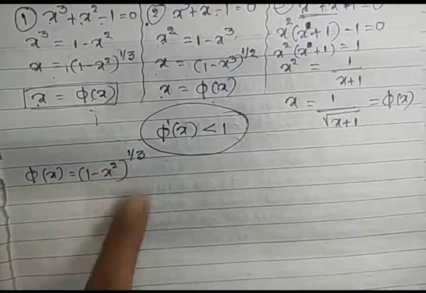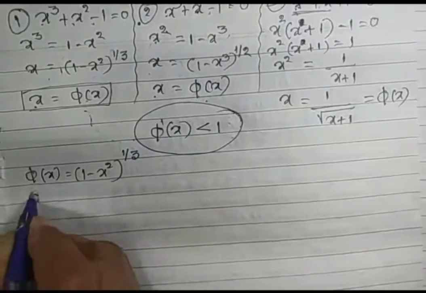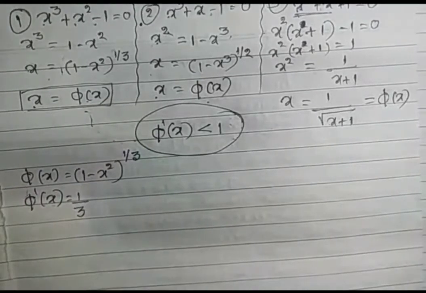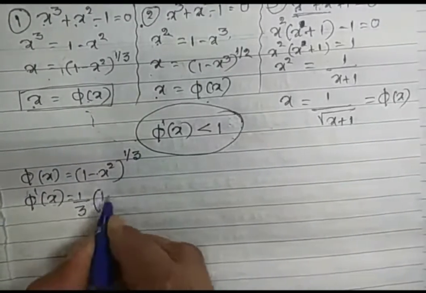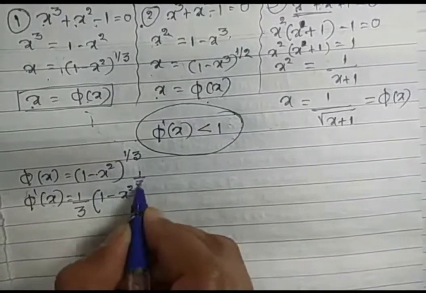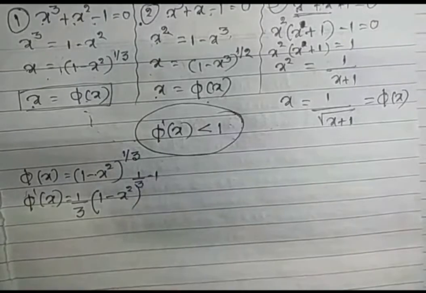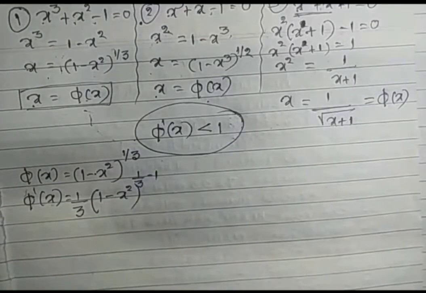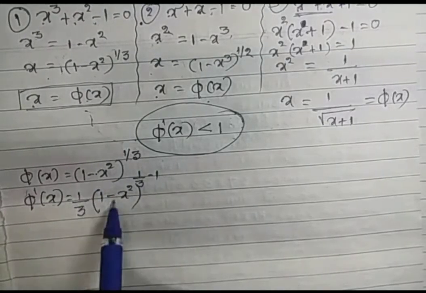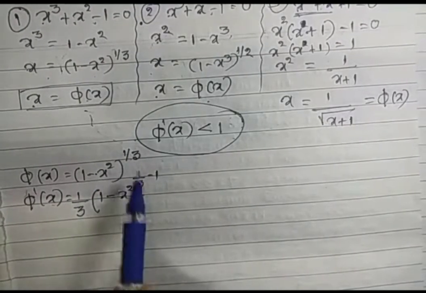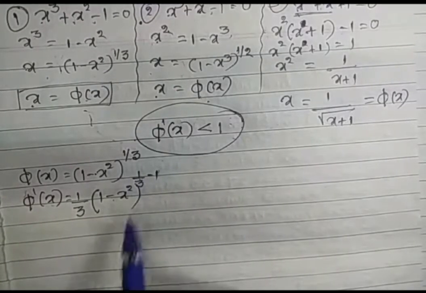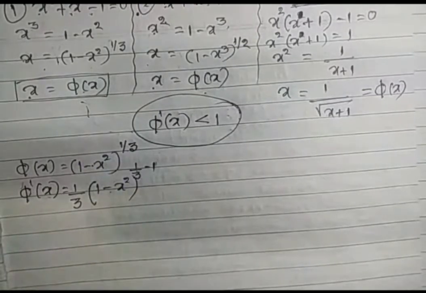So this is in the form of x raised to n. Already we know that when taking its derivative, first we write the power as it is, that is 1 divided by 3, with the bracket 1 minus x square as it is. Then what about the power? 1 divided by 3 minus 1. Taking differentiation is very simple: first write the power as it is, 1 minus x square as it is, then 1 divided by 3 as it is, and just subtract 1. Then next, this is about the power differentiation.